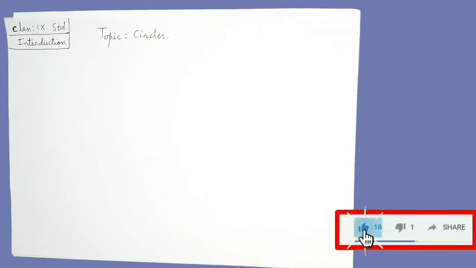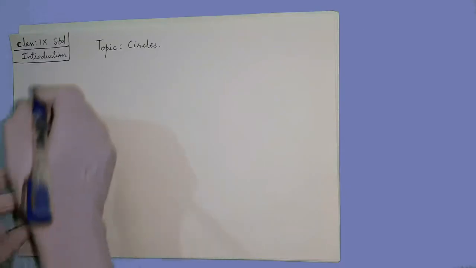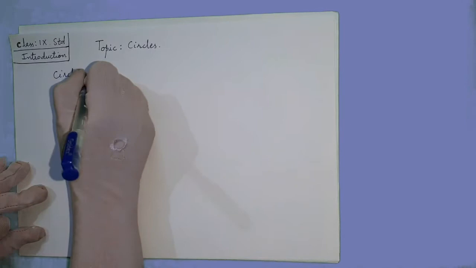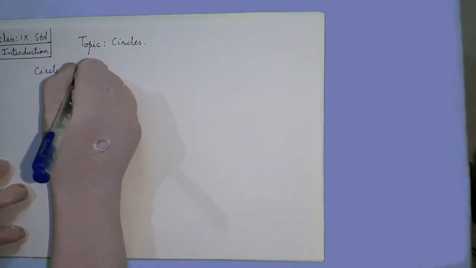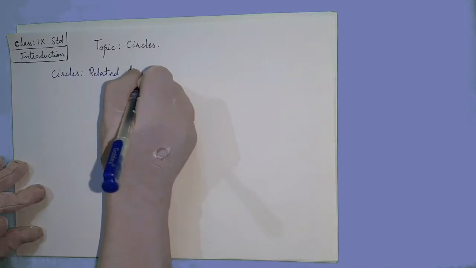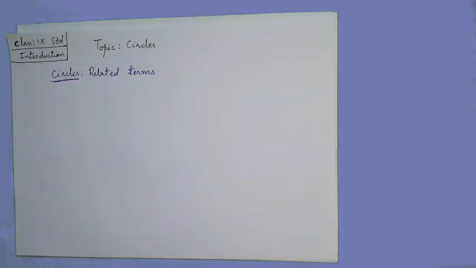So now we are going to start with a new chapter for class 9 standard, that is circles. Today in your introduction part, we will see the terms related to the circle and the introductory part for the class 9th portion. Circles and its related terms. So first of all, we will see what you mean by the circle and what the related terms for the circles are.